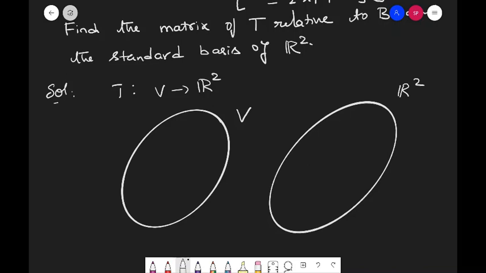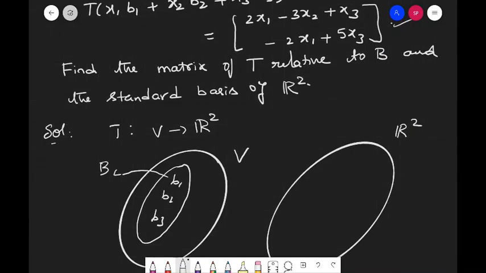So this is B. What are the vectors in this B? We have b1, b2, b3. Now what is given? R2 is given on the other hand. So what is the basis for R2? What did they ask to find the matrix? The standard basis of R2.